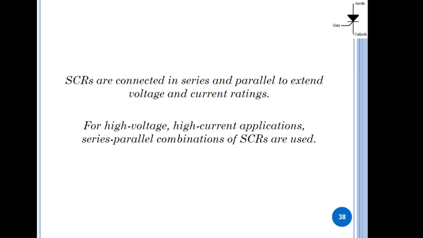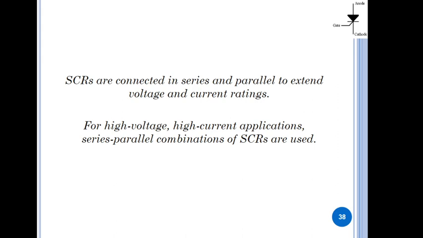If you want to increase the voltage rating, then we connect small-rating SCRs in series combination, while if you want to increase the current rating, then we connect a number of SCRs in parallel connection. For high voltage and high current application, if you want to achieve both, then we connect the SCRs in series and parallel combinations. A single SCR is not capable of supplying such high voltage, so we connect small-rating SCRs in series connection to meet the high voltage requirement.